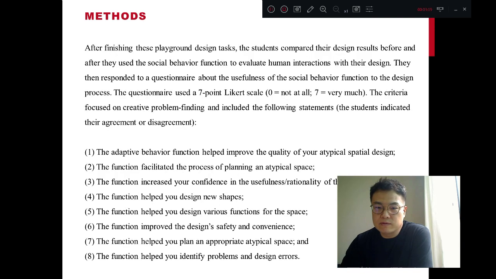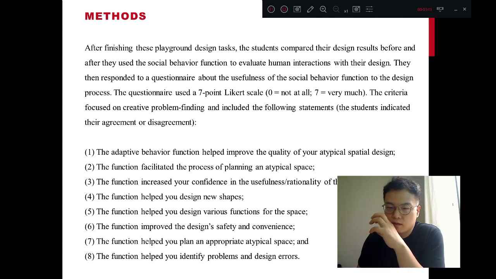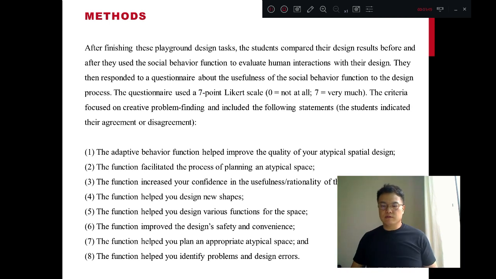So this is the method. There are eight questions like that. The questionnaire uses 7-point Likert scales, and the criteria is focused on creative problem finding. The background of the theory is with reference to other papers. The eight questions are like that.